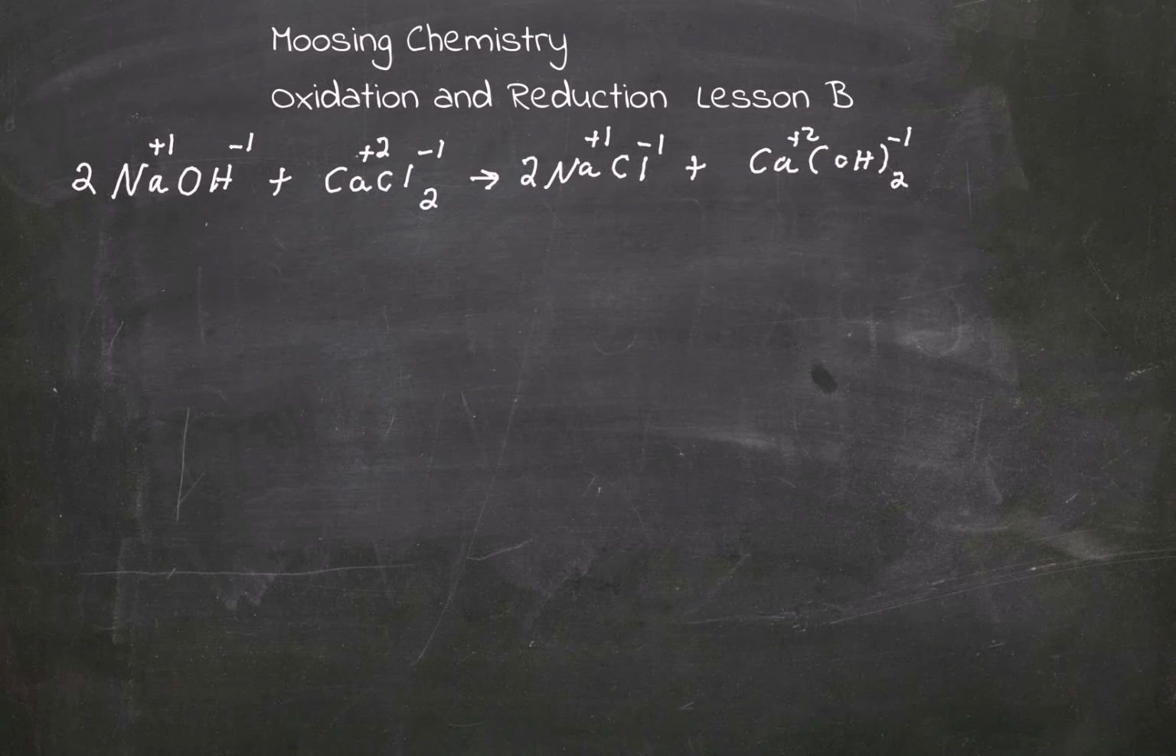Alright, so let's check our oxidation states. Did Na change? So Na is +1 here, Na is +1 there, so there's no change. OH is a -1 here, OH is a -1 there, so again, there's no change. Ca was a +2 charge here, Ca is a +2 charge there. There is no change. And last but not least, chlorine is a -1 and a -1.